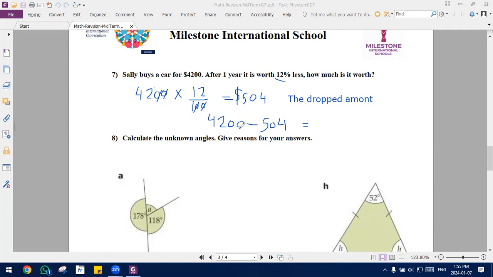So 4,200 minus 504. First we take 500, will be 3,700, and then take 4, will be 3,696 dollars. This is the price of the car after 1 year. Now, question number 8.